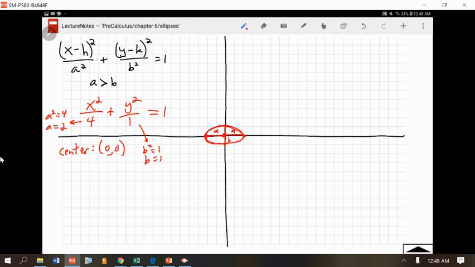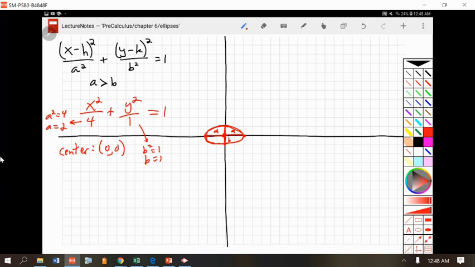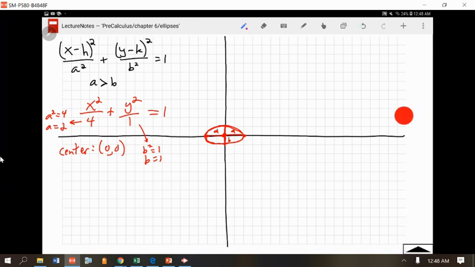Notice the minor axis. The minor axis of the ellipse is 2. See the purple line? Because it's 1 up and 1 down. So the minor axis has a length of 2 times b. The major axis has a length of 2 times a. So 2 times 2 would be 4. You can count 1, 2, 3, 4. You count up and down 1, 2.